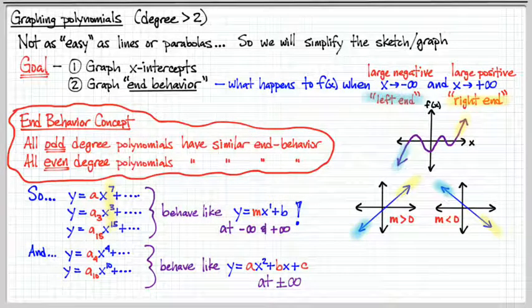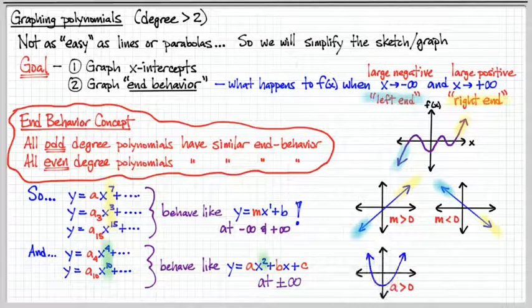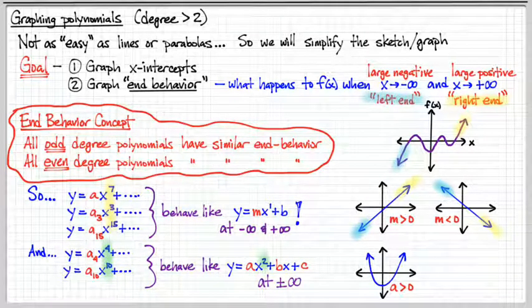Now, for even functions, it has a different kind of behavior. Again, these are all even degree polynomial functions here. They behave just like the simplest of our even polynomial functions, the quadratic, the parabola that we just recently talked about. So you can see that the end behavior of a parabola is very different.